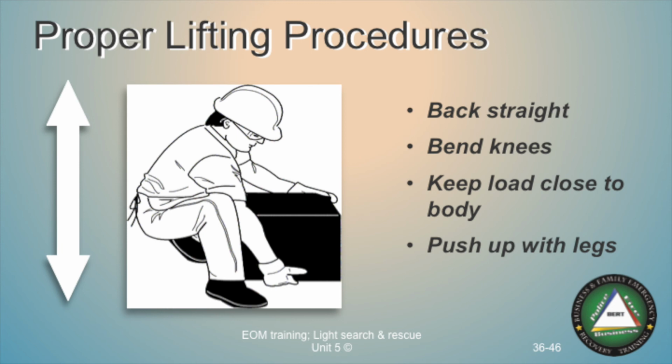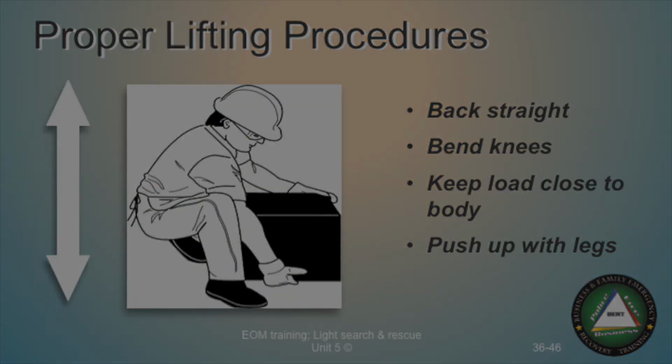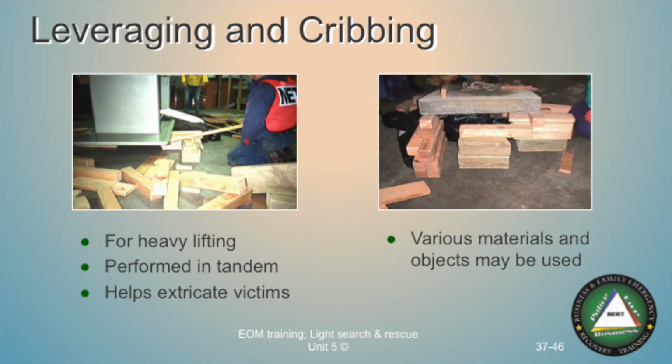If you look up like that, you'll automatically keep your back straight. We're talking about leveraging and cribbing. You can use a fulcrum and a piece of wood for heavy lifting. It can be performed tandemly as long as you've got people to put cribbing underneath there. And it can help extricate victims and to lift heavy objects.